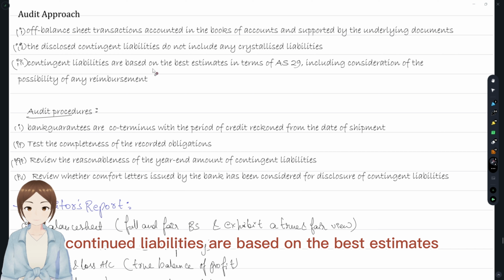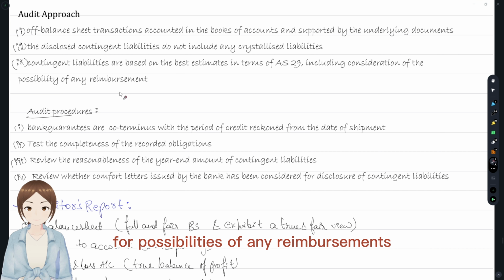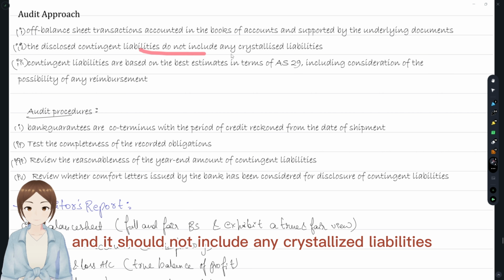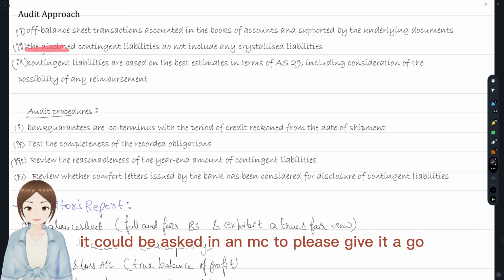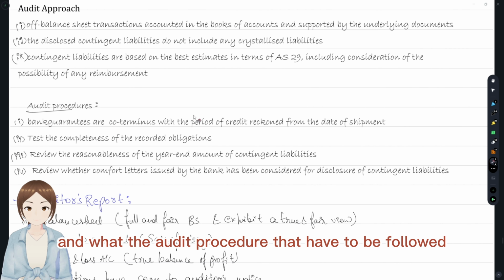Contingent liabilities are based on the best estimates as per AS 29, including consideration for possibilities of any reimbursements. What they're talking about is that the documents have to be there, and it should not include any crystallized liabilities. It could be asked in an MCQ. Please give it a go. And contingent liabilities were as per AS 29. And what's the audit procedure that has to be followed?